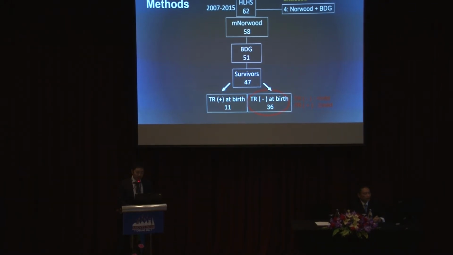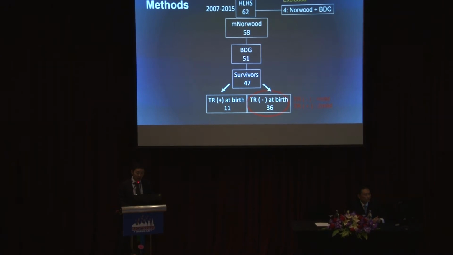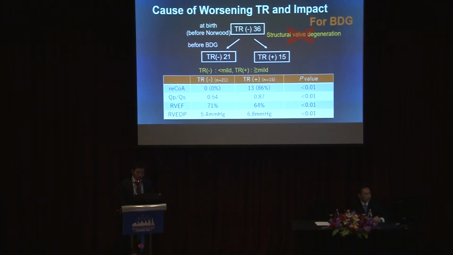47 patients survived, and among them, 11 patients originally had tricuspid regurgitation at birth, and the other 36 patients did not have tricuspid regurgitation. These 36 patients did not have any structural valve degeneration like perforation, prolapse, or dysplastic leaflet. After the Norwood procedure, 21 patients did not have tricuspid regurgitation. However, 15 patients had tricuspid regurgitation. So what is the difference?